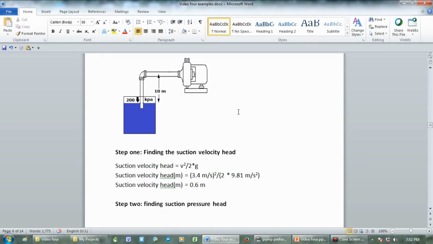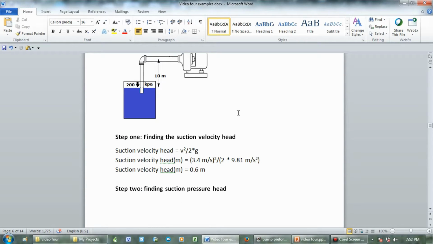Okay, step 1, finding the suction velocity head. Suction velocity head equals the velocity squared divided by 2 times g. And our velocity was 3.4 meters per second. So it works out that our suction velocity head in meters is 0.6 meters.